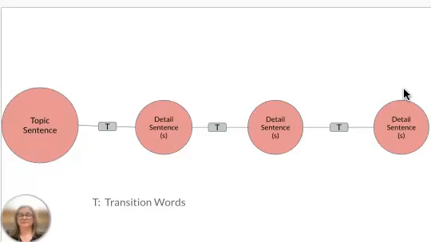Then there are going to be transition words in between the topic sentence and the first detail. Then there'll be a few more sentences, and then we'll have another transition word, and then go into those second details. Then there'll be a third transition word, and it'll go into those details.